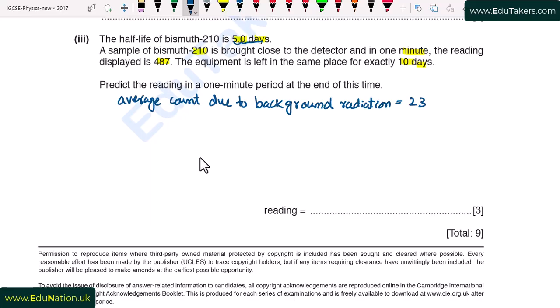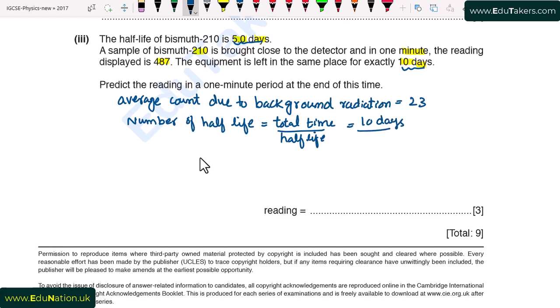Next, it is given that the bismuth half-life is 5.0 days and the equipment is left in the same place for exactly 10 days. So we have to find out how many half-lives pass. I write here number of half-lives is equal to total time divided by half-life. Here total time is 10 days divided by half-life, which is 5.0 days. It means that 2 half-lives pass.